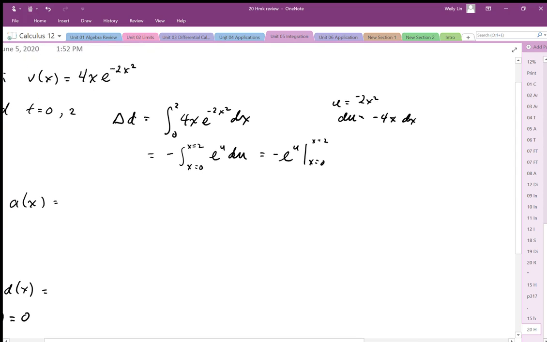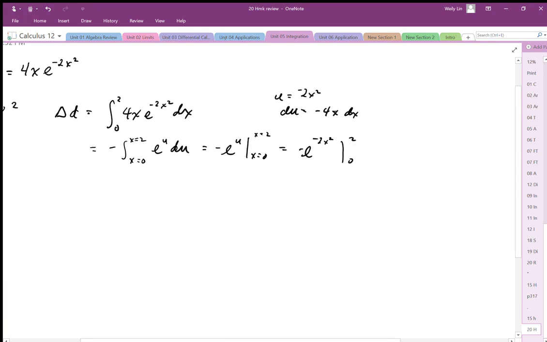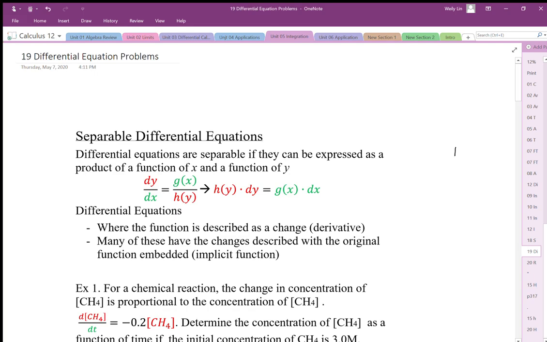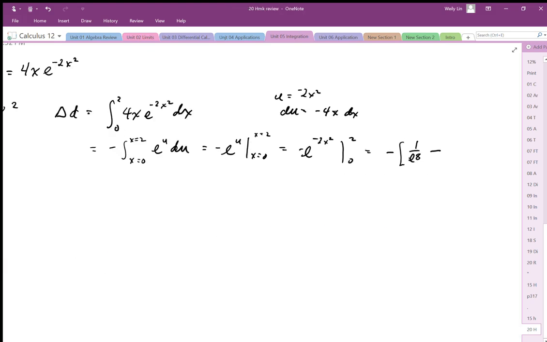Then we plug in our values for x. If we replace u with negative 2x squared, and this is from 0 to 2, plugging in we're going to end up with, we'll take the negative out, e to the negative 8, so 1 over e to the 8, minus 1 over, well, this is going to be e to the 0, so this is going to be 1. So minus 1.